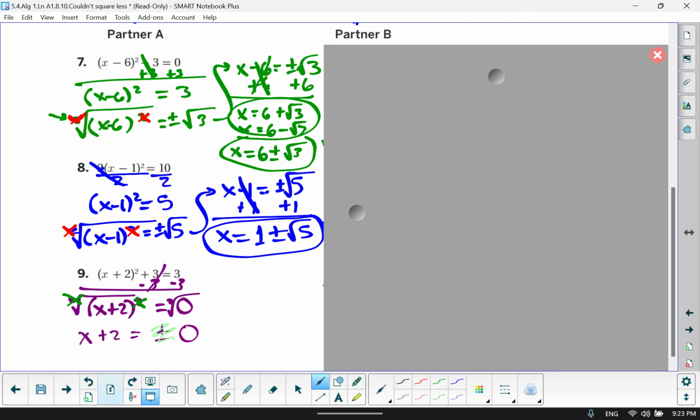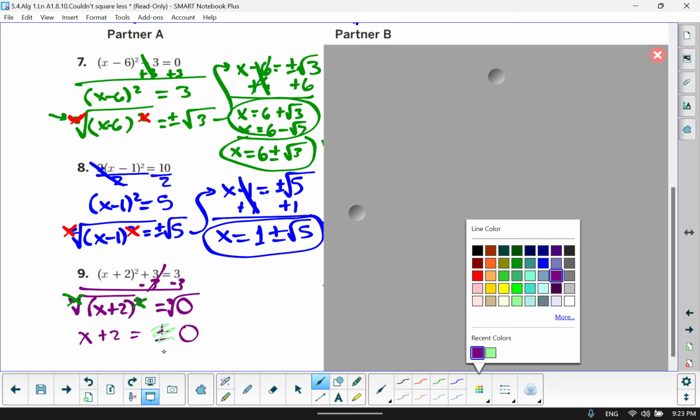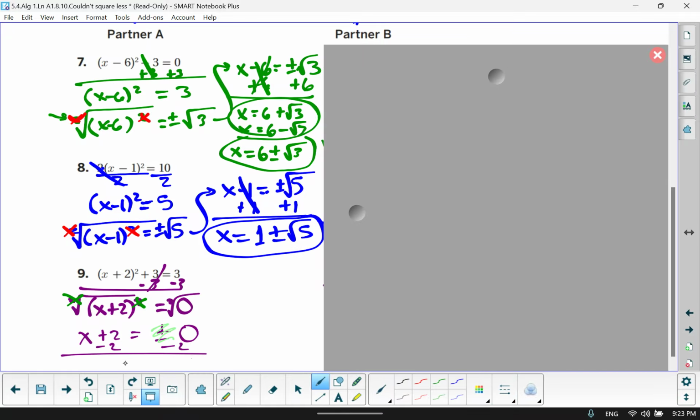So if I were to subtract 2 from both sides, we have one and only one number that you could substitute in here. Negative 2 plus 2 is 0. 0 squared is 0. 0 plus 3 equals 3. Shaboom. That's the only thing that's going to work here.